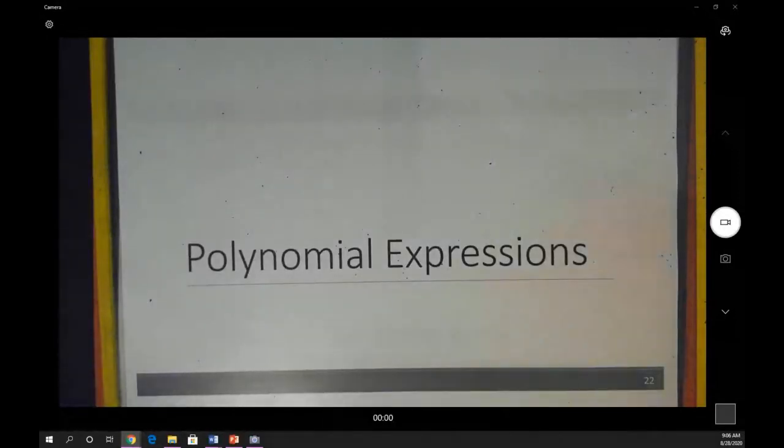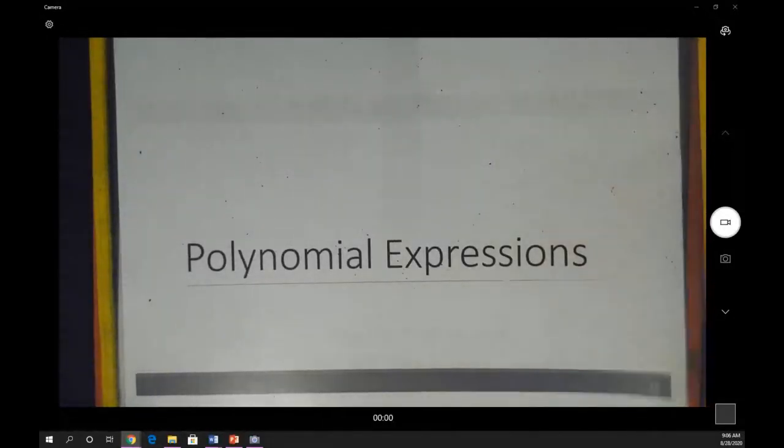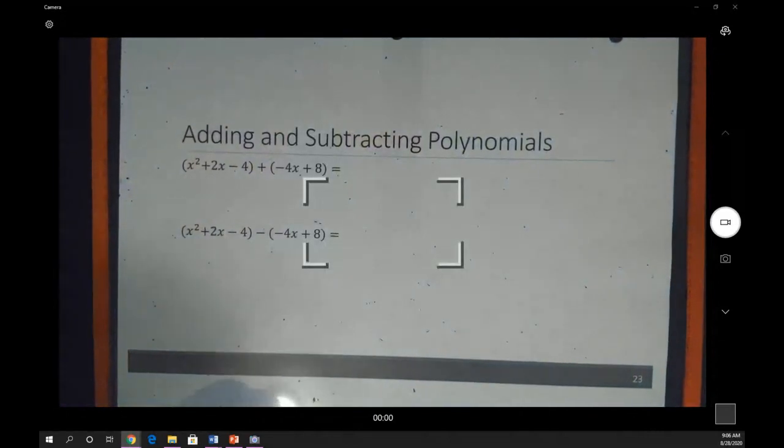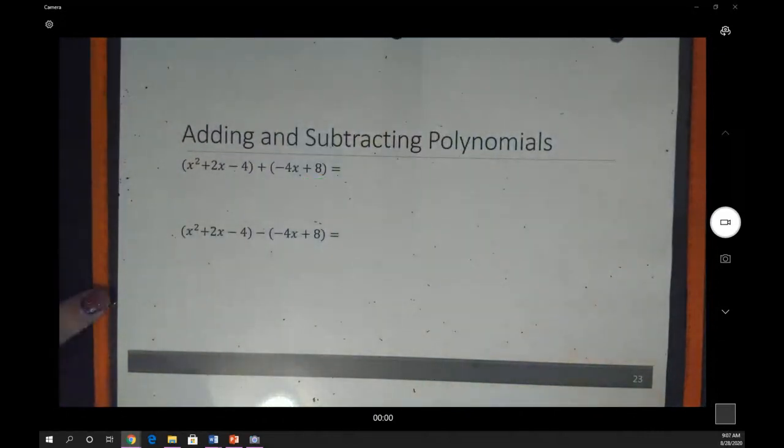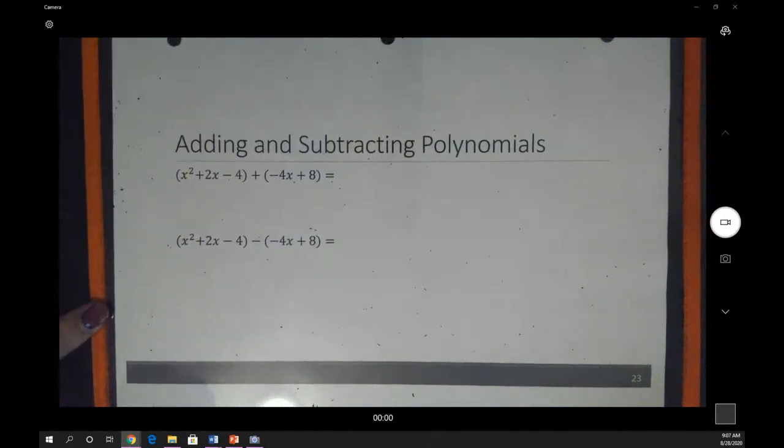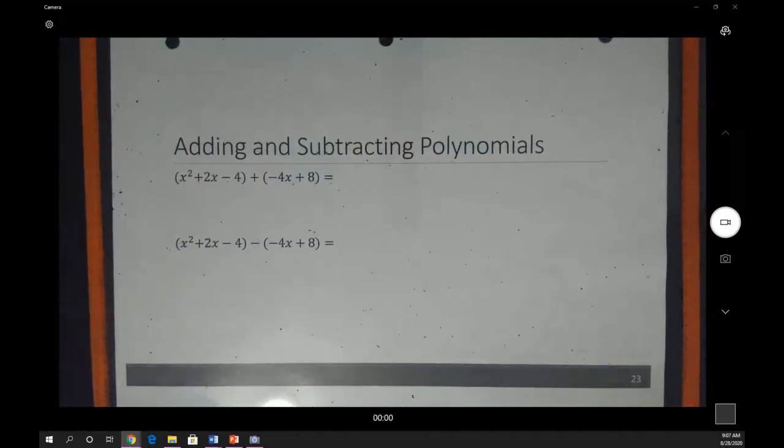In this video, we will be looking at polynomial expressions. We're going to begin by adding and subtracting polynomials. First up, we have (x squared plus 2x minus 4) plus (negative 4x plus 8).